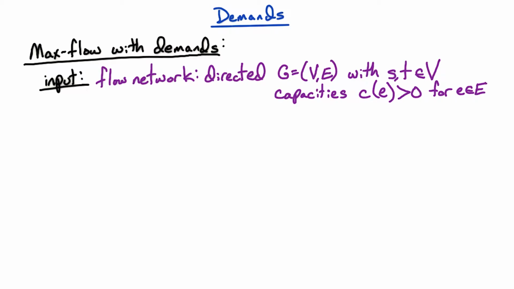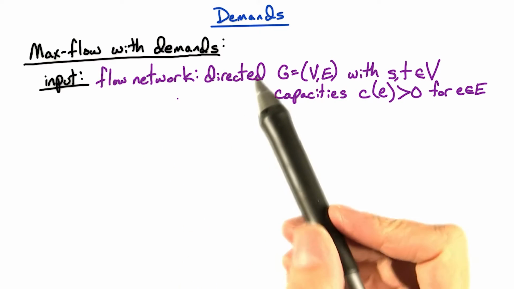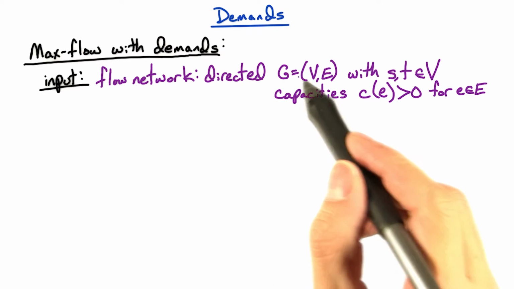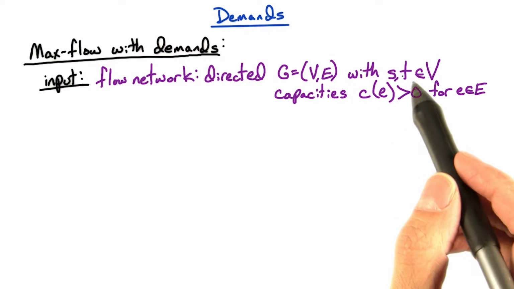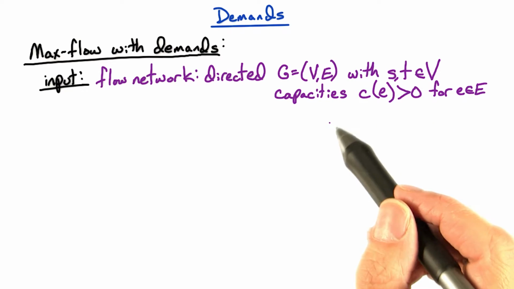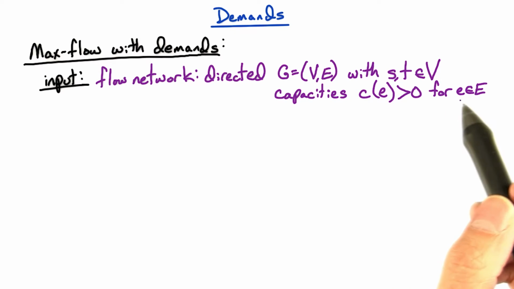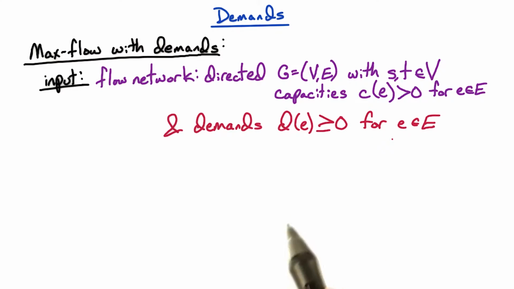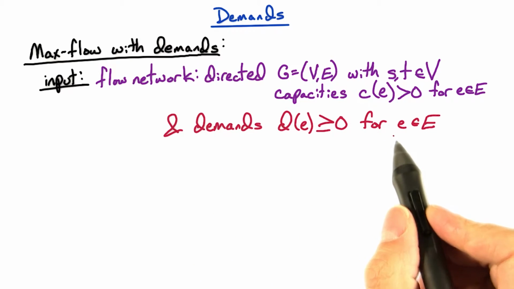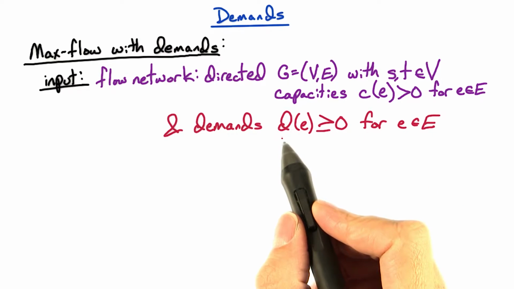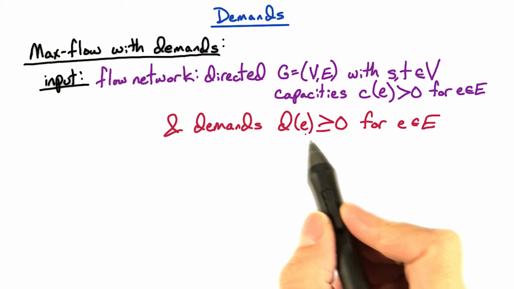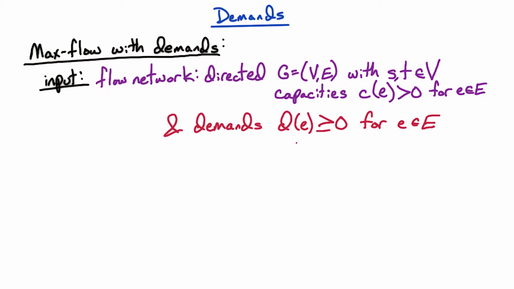The input starts off the same as before for the max flow problem. So we have a flow network, which consists of a directed graph G with the specified start and end vertex S and T, along with the capacities for every edge. Now the new aspect is that we're also given the demands for every edge. So for edge E, we're given the non-negative number d of E, which specifies the demand for this edge. Now our goal is to find a feasible flow.